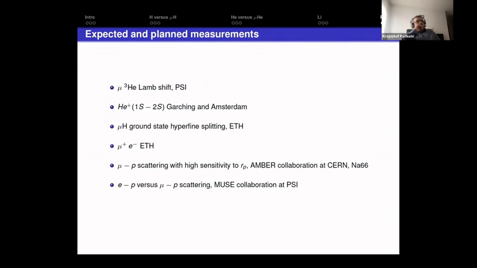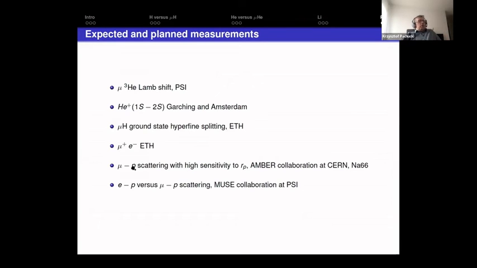And let me finish by saying that there are some very important measurements which are in preparation. The most important is muonic helium-3, which I hope Randolph will eventually present. Also very important is 1S-2S in helium plus. There are two projects, one performed in Garching, another in Amsterdam. This will be a very independent determination of the Rydberg constant, which also results in the proton charge radius. Also very important is the muonic hydrogen measurement, because this would allow us to compare the hyperfine splitting in muonic hydrogen and electronic hydrogen.